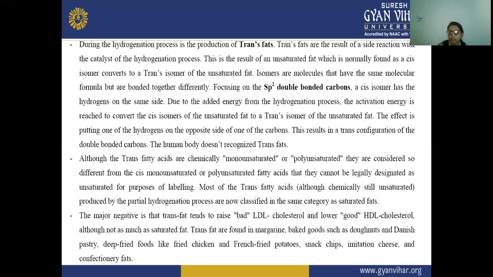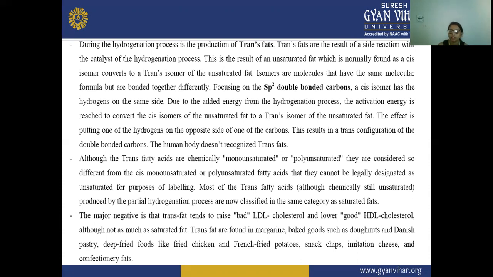Isomers are molecules that have the same molecular formula but are bonded together differently. So cis and trans are both isomers, and they have the same molecular formula, but the bonding between them is different. Focusing on the sp2 double-bonded carbon, a cis isomer has the hydrogens on the same side of the structure.